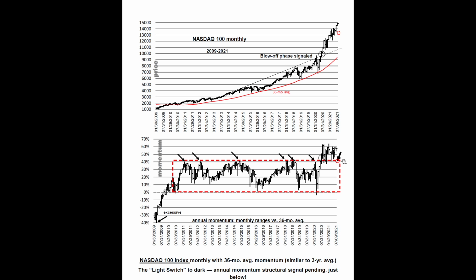Now, there's a red circle on the price chart. That's where the breakage would occur this month, in the lower part of the 13,000s, about 13,300. That rises every month by about 200 points because that's how much that 36-month average is rising. So every month you can take that little red circle on the price chart and move it up about 200 points a month.